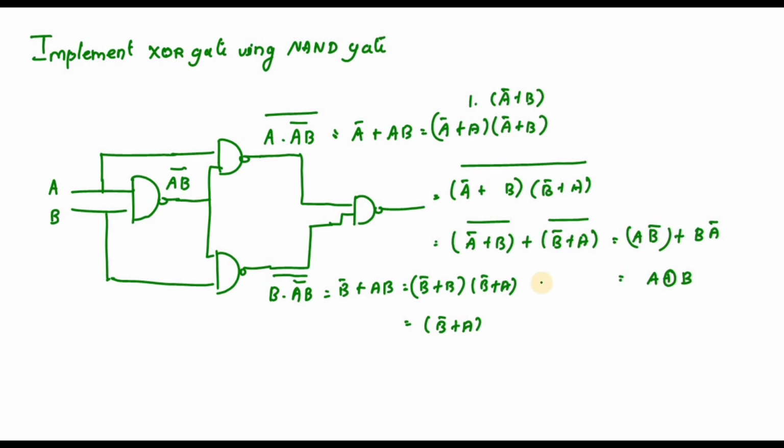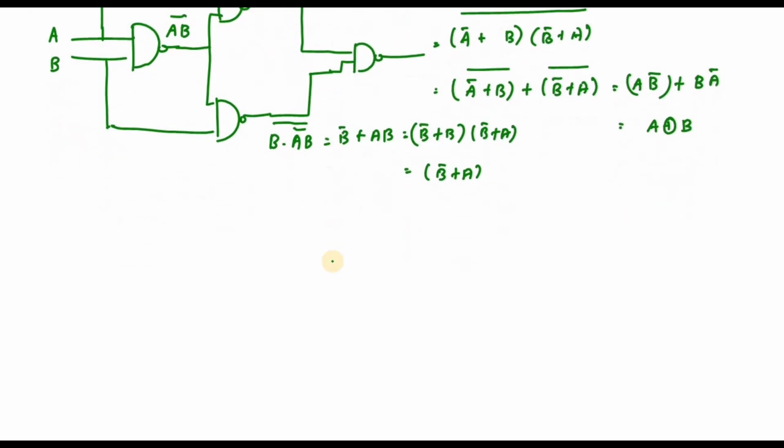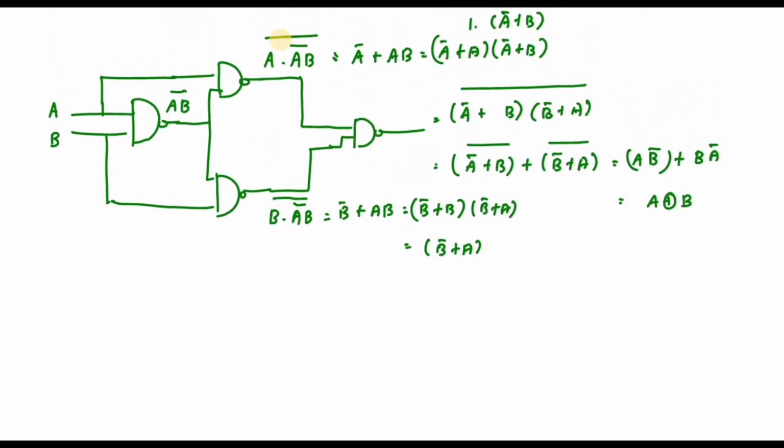So suppose I want to implement an XNOR gate using NAND gate. If you add one more inverter to this one, like this, it becomes an XNOR gate, right?